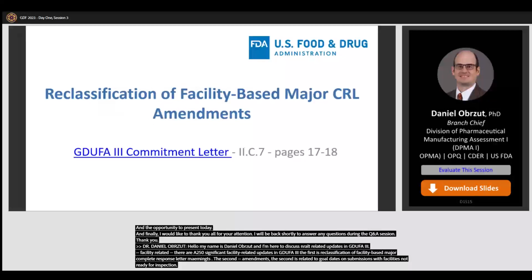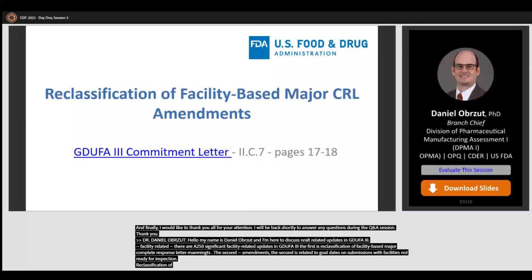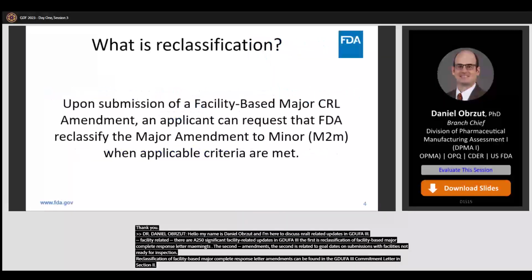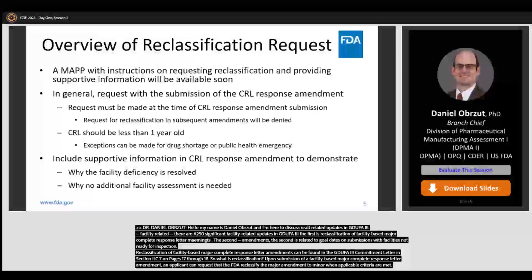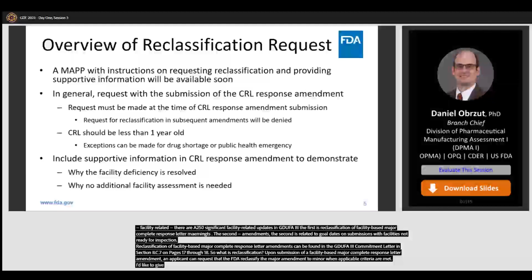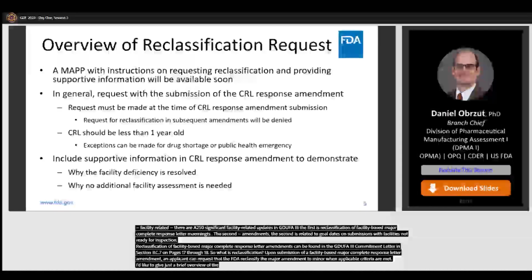Reclassification of facility-based major complete response letter amendments can be found in the GDUFA III commitment letter in section 2C7, which is on pages 17 through 18. So what is reclassification? Upon submission of a facility-based major complete response letter amendment, an applicant can request that the FDA reclassify the major amendment to minor when applicable criteria are met.